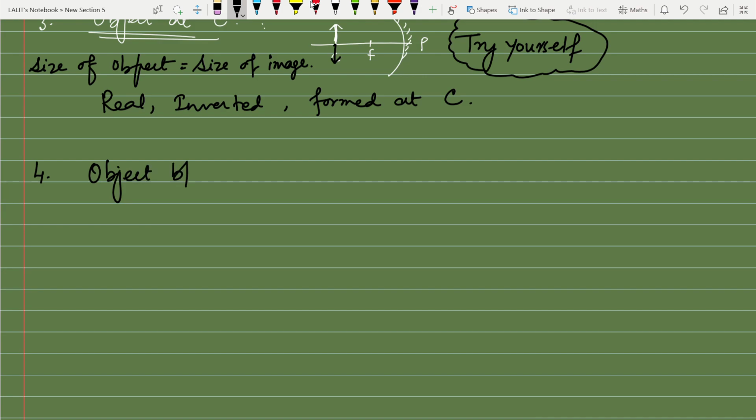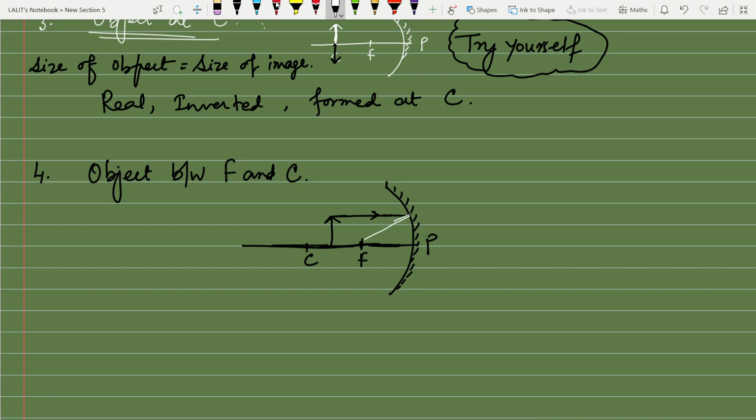Object between F and C. So we have the concave mirror, we have the principal axis, we have the pole, we have got the focus, we have got the center of curvature, and we are going to take the object between F and C. So one of the rays goes parallel to the principal axis this way, and let us draw the reflected ray with white. The reflected ray would be passing through the focus after reflection. So this is the reflected ray.